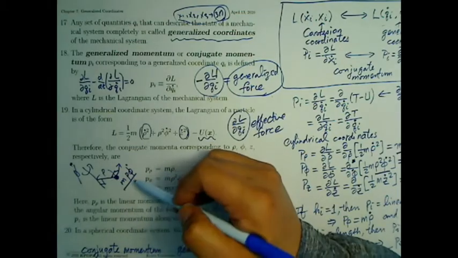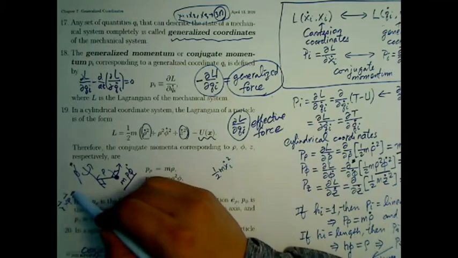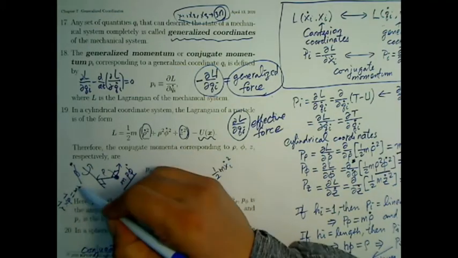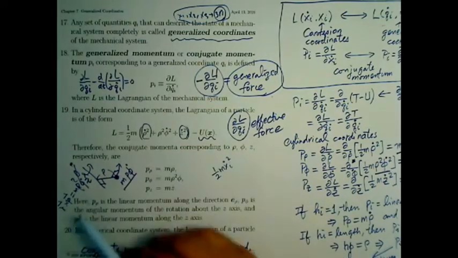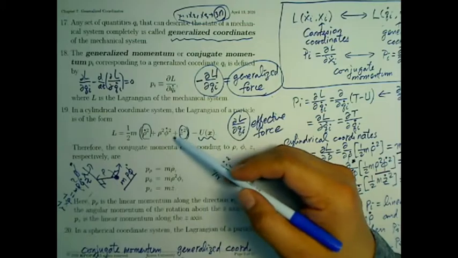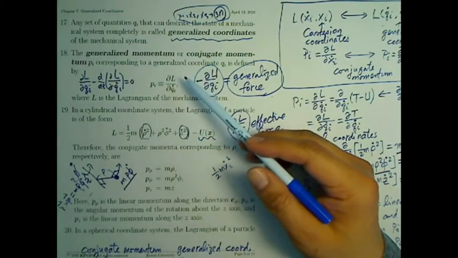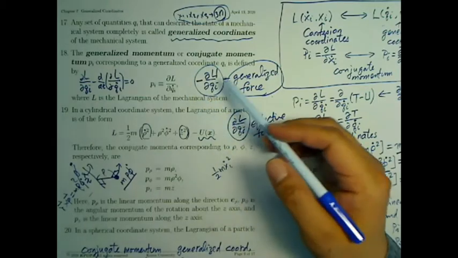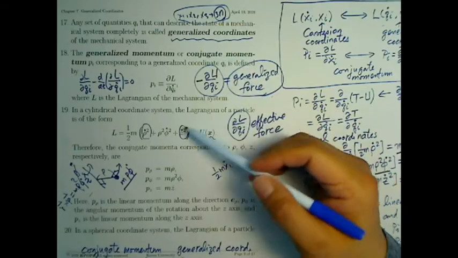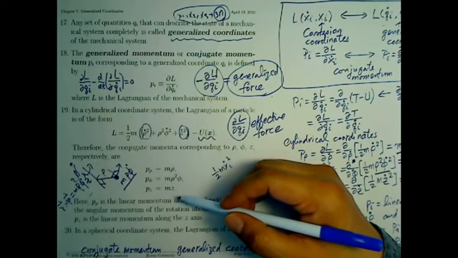Therefore, r cross p equals m rho squared phi dot, along the z hat direction. This is actually the generalized momentum corresponding to the generalized coordinate phi: it is angular momentum instead of linear momentum.